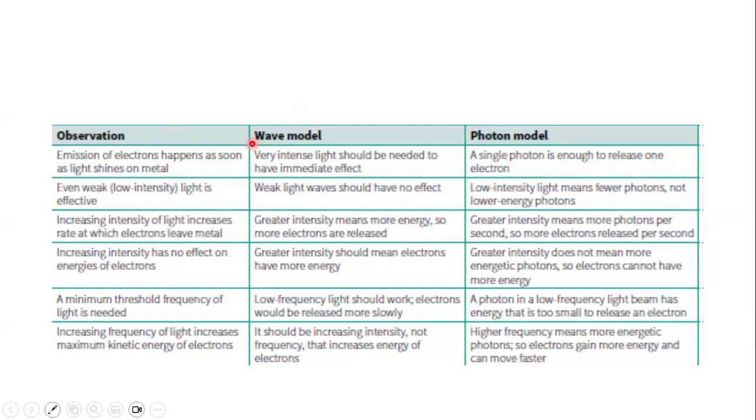If I use very weak light, then the response might not be immediate, because intensity is power per unit area. So if my light is very intense, then yes, it should produce an immediate effect because it has a lot of power. But if I use a really weak light, really low intensity, there should be some difference observed, right? We should see some difference between a weak light and a really intense light. But they saw it didn't matter what intensity of light they were using. Even one single photon was enough to release an electron. That was an observation that could not be explained by the wave model.